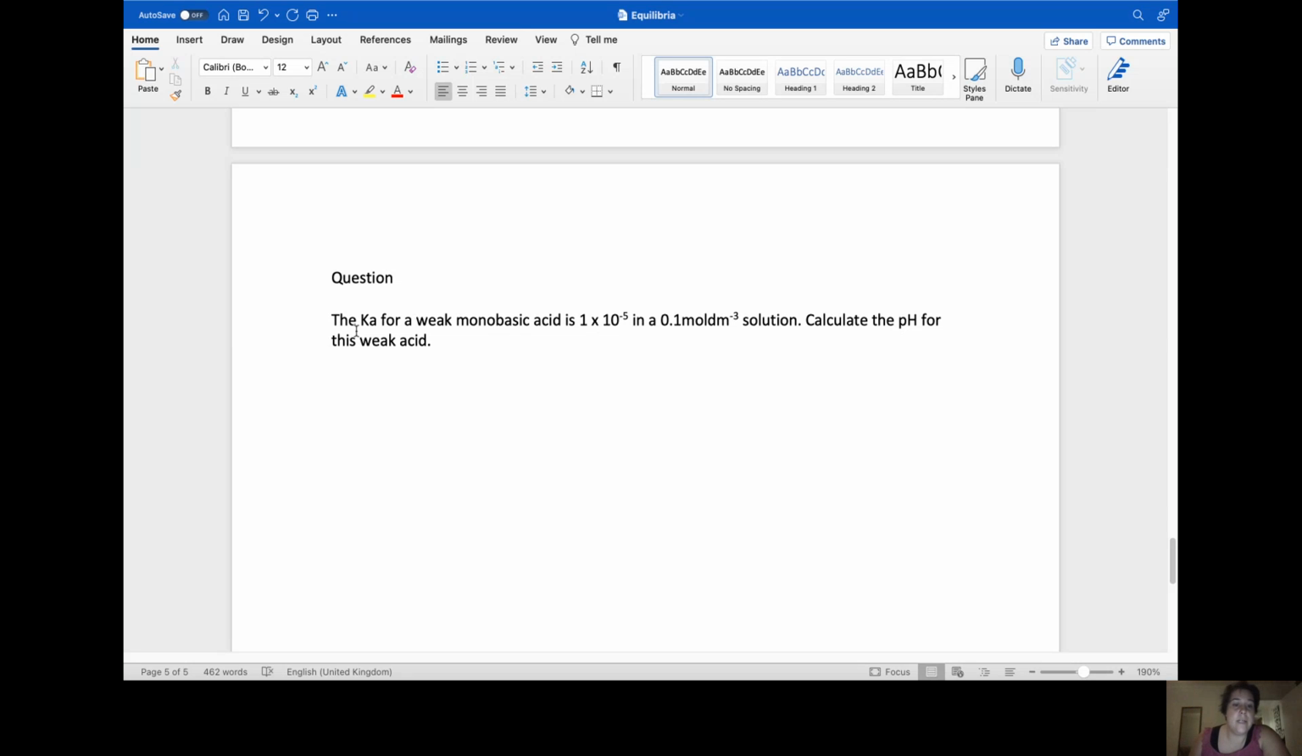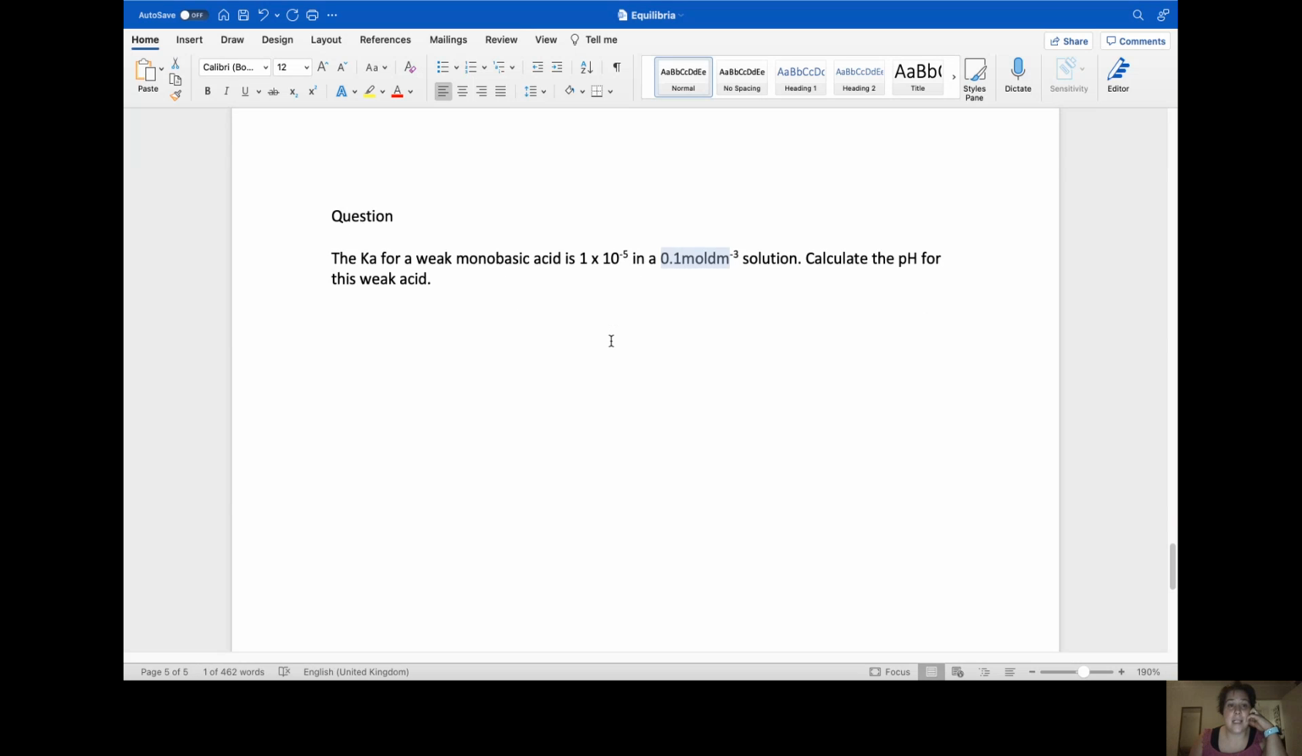Okay, so the question would read something like this: the Ka for a weak monobasic acid. So monobasic is if it has one hydrogen, like HCl or HNO3. If it has two hydrogens, like H2SO4, then it's not monobasic. So when they say monobasic, that's what they mean. You're just getting one H+ from your acid. They tell you that the Ka is 1 times 10 to the minus 5, and that the concentration is 0.1. Now they want you to calculate the pH for this weak acid.